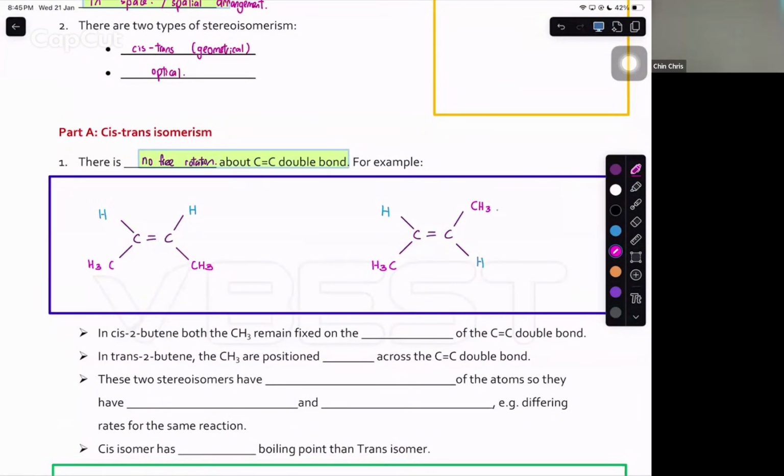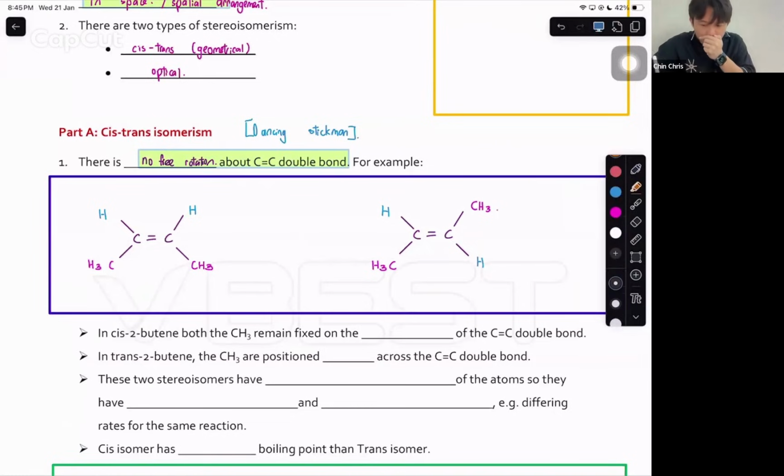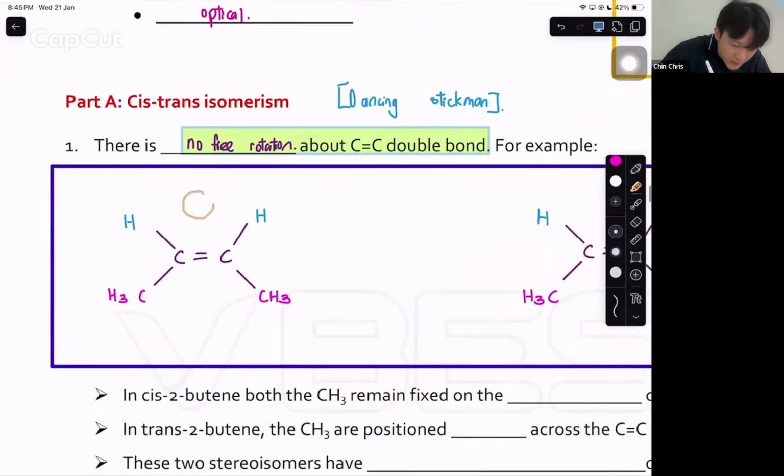Let's look at cis-trans isomerism. How do you visualize or picture this? I want you guys to see it as a stickman dancing. That's how I visualize this. Try to visualize it this way. I have a stickman here.